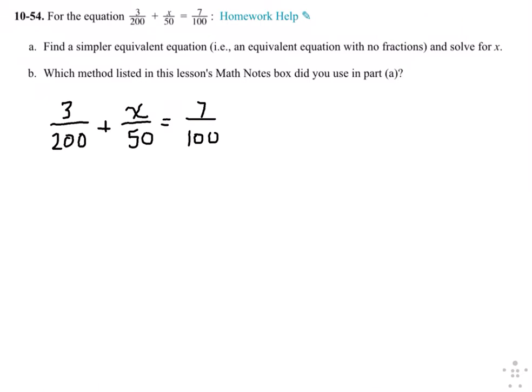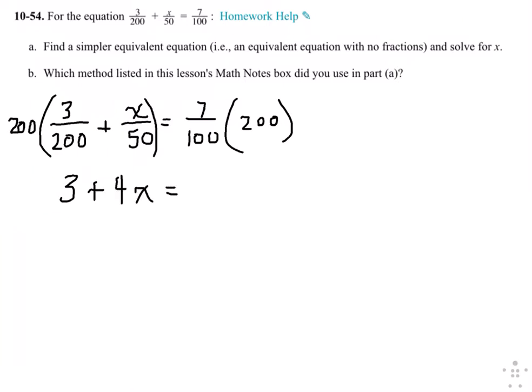So the least common multiple here is 200, right? So I'm going to multiply this side of the equation by 200 and this side of the equation by 200, right? Multiplication property of equality. So that leaves us with 3 plus 4x equals 14. Okay, so that's A, find the simpler equivalent equation, right?